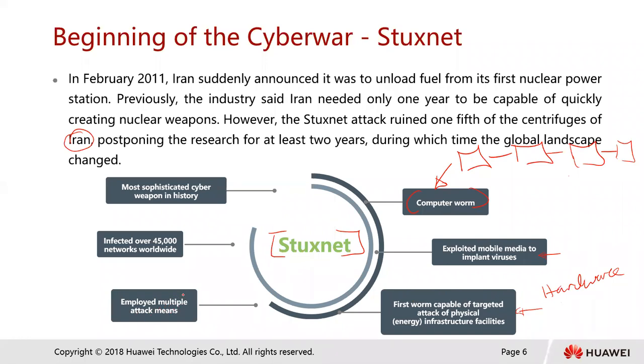So it also employed multiple attack means. It was hard to know because it was attacking in different ways. It could also be serious. You'd work normally, but at the end of the day, your hardware is malfunctioning. Let's say your power plant is malfunctioning and you don't know what the reason could be. By the end of the day, it's malfunctioning. So it infected over 45,000 networks worldwide. But mostly Iran is the country which suffered a lot from this Stuxnet kind of attack.